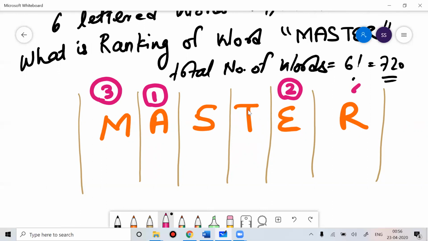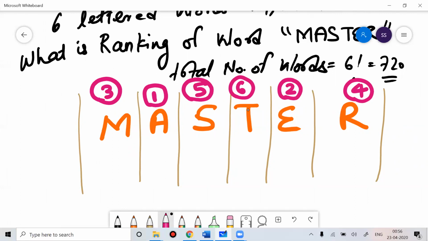Then which letter will come? R will come. Then after R, which letter will come? S. After S, which letter will come? T. So imagine if I make a dictionary with these letters. Suppose that these letters are master. So I want to know the ranking of this word. With the ranking of this word called master, I want to know that ranking.